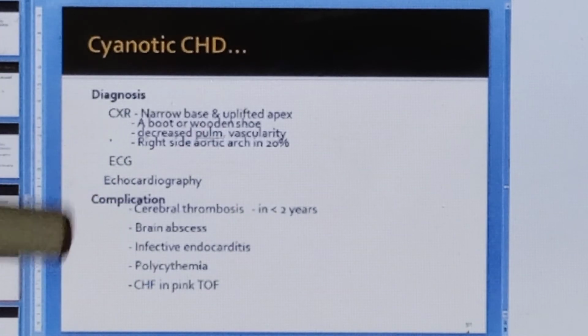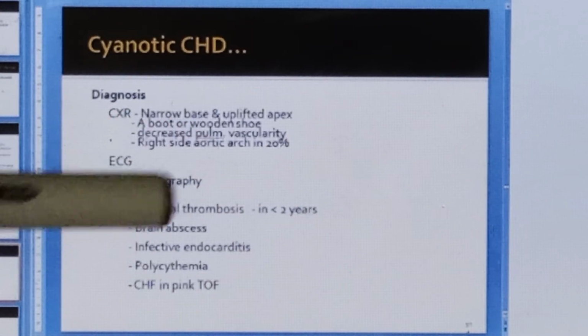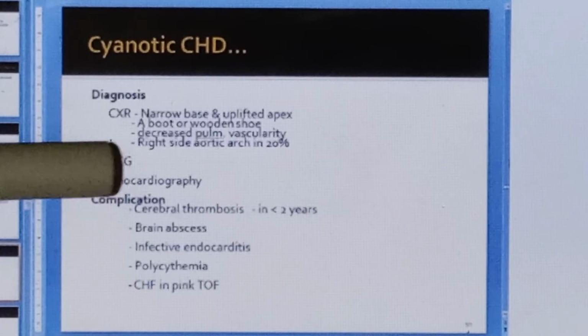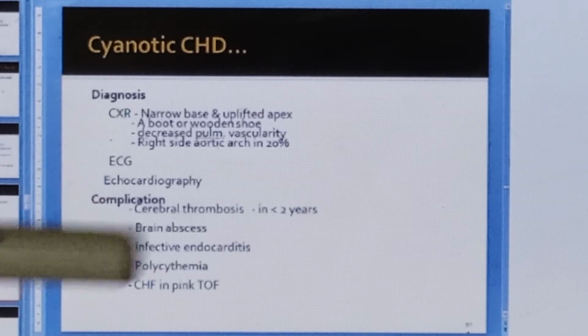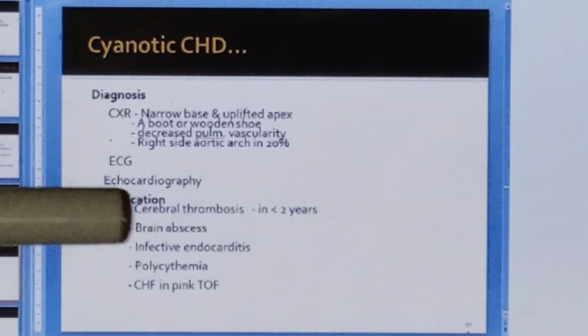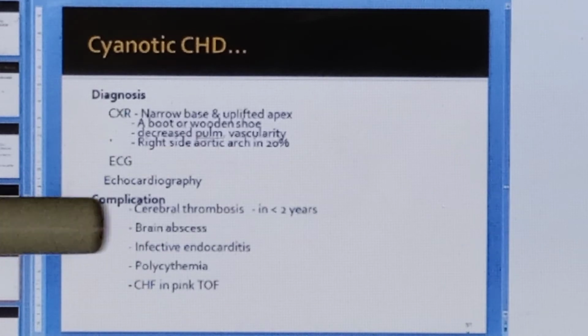The complications include cerebral thrombosis secondary to the anemia when the age is less than 2 years, and brain abscesses when the age of the patient is more than 2 years. Infective endocarditis because of right to left ventricular shunt. These patients are more prone to develop infective endocarditis.